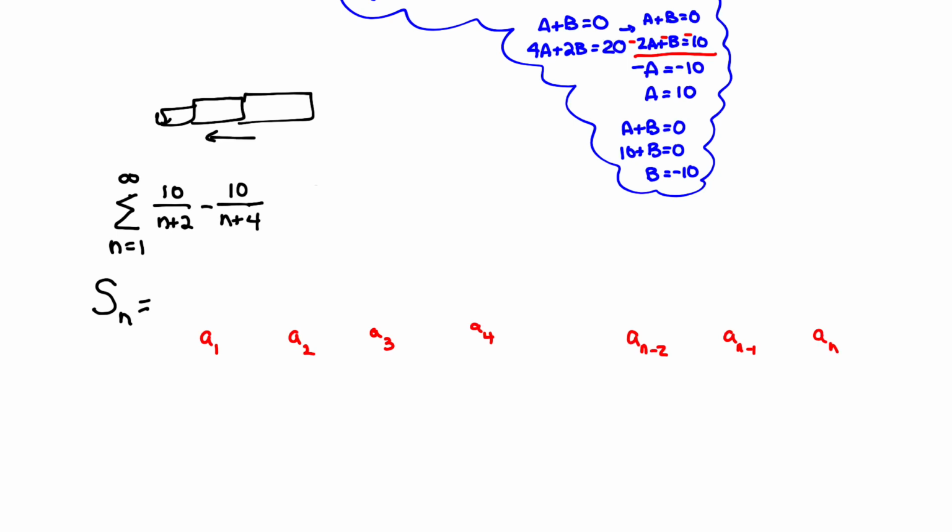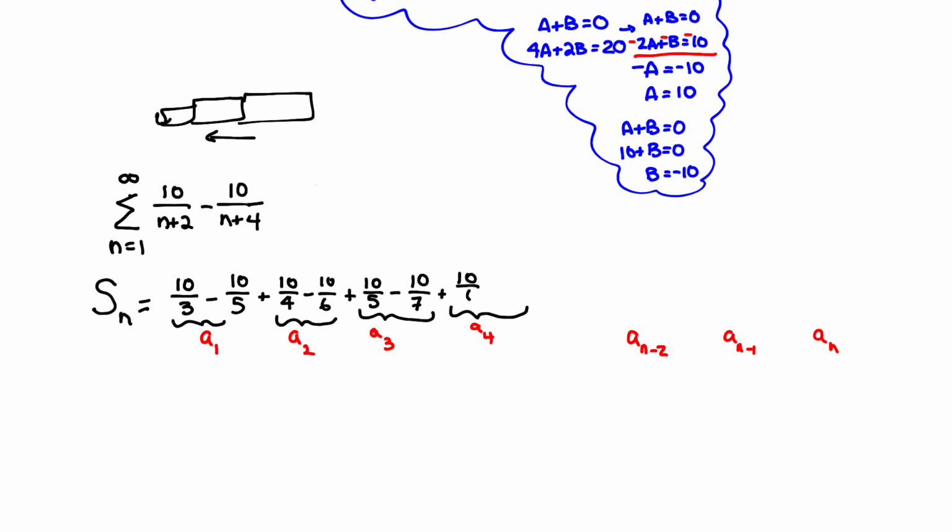Yeah, things are interesting when you let n equal 1. So when n is 1, you get 10 over 3 minus 10 over 5. That's your first thing. And then when n is 2, you get 10 over 4 minus 10 over 6. And then when n is 3, you get 10 over 5 minus 10 over 7. And then 10 over 6 minus 10 over 8. Do you guys see a pattern?